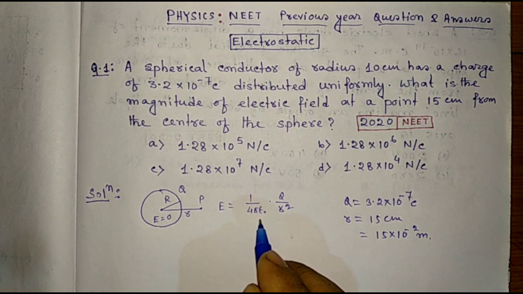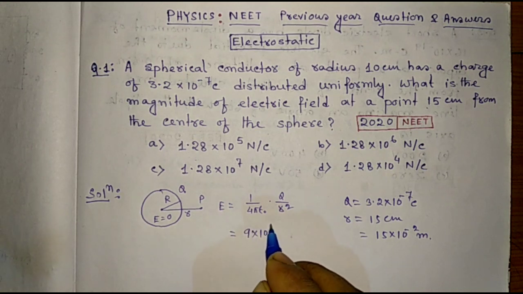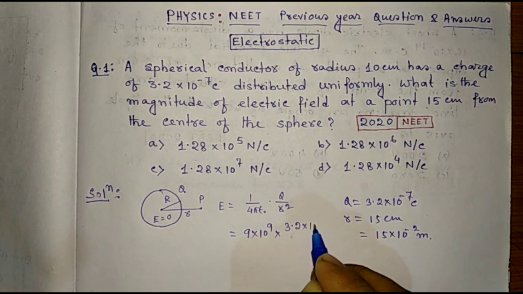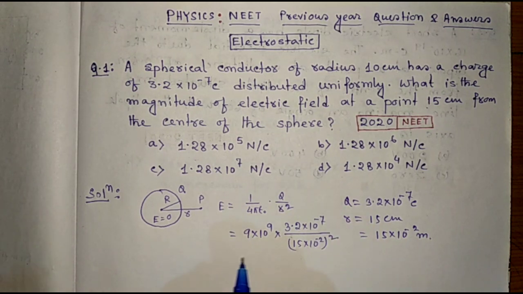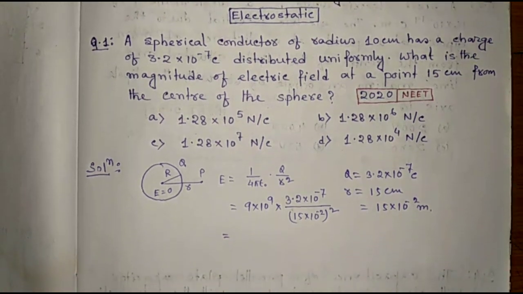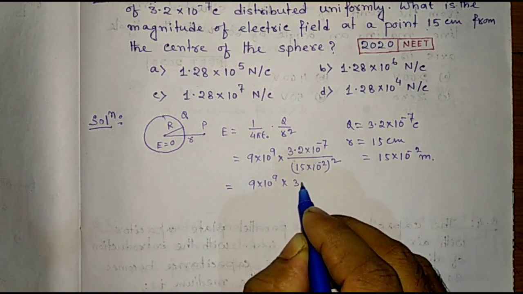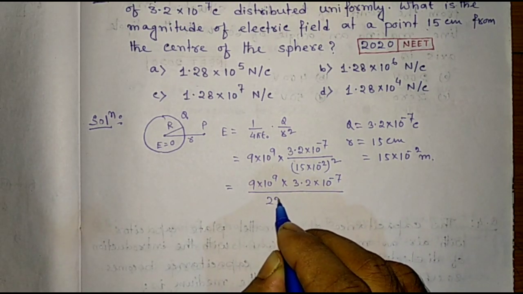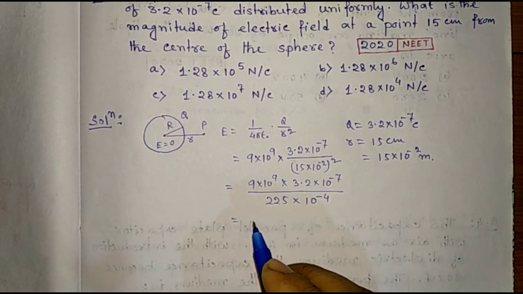So E is equal to 1 by 4 pi epsilon naught q by r square. It is equal to 9 into 10 to the power 9 into q, this is 3.2 into 10 to the power minus 7, divided by 15 into 10 to the power minus 2 whole square, equals 9 into 10 to the power 9 into 3.2 into 10 to the power minus 7 divided by 225 into 10 to the power minus 4.